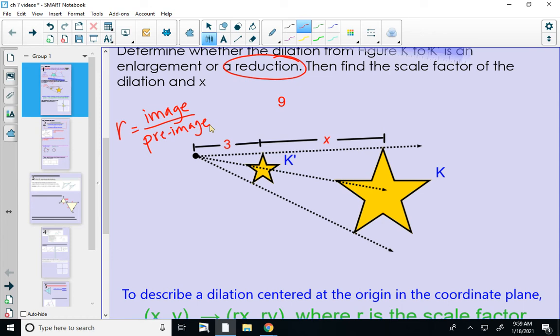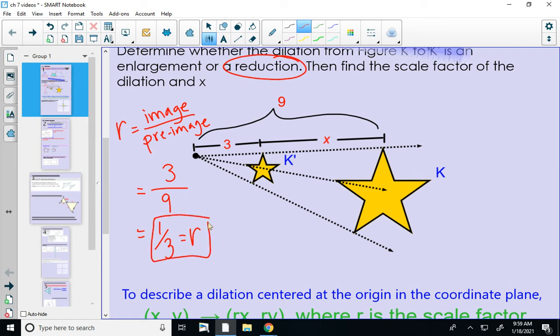So in this case, to go out to our image, our new thing, that would be K prime, would be 3 units. The distance to go out to our pre-image, so just plain K, was 9 units. 3 divided by 9 is 1/3. So our scale factor is 1/3. Our image is 1/3 as big as the pre-image. And then the other thing we have to find is x. That's just some basic algebra. If the entire length of this segment is 9 and the small segment of it is 3, x is going to be 6.